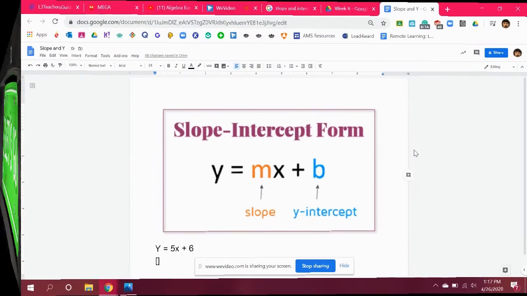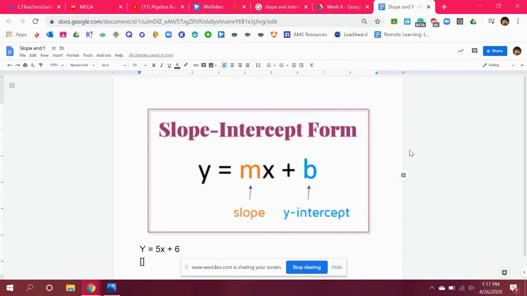Here we go again. My slope-intercept form. You should all recognize this because we did this a lot at school. But that was about 3 to 4 months ago. So I think this would be a nice little refresher.